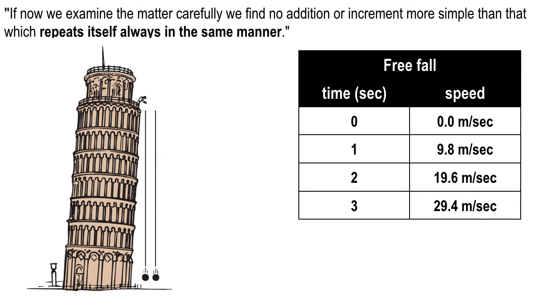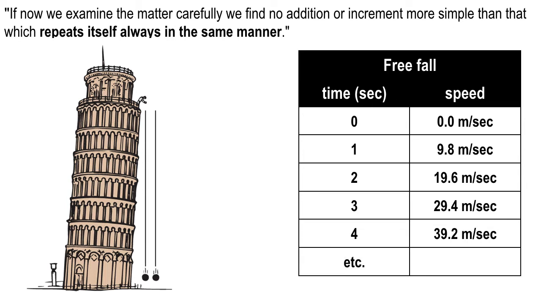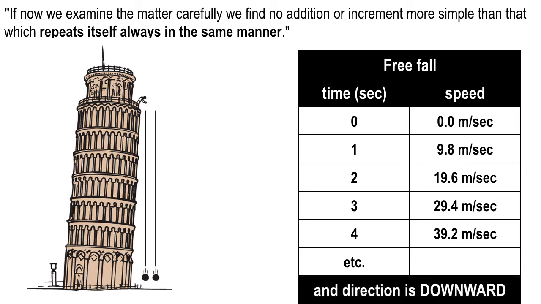Speed-wise, another 9.8, total 29.4. So here's the speedometer rating in the second column. So he has a cannonball with a speedometer. That's what the speedometer reads. And it's starting to get boring because 4 seconds, 39.4, that's 9.8 times 4, blah-de-blah. And you just keep adding 9.8 for every second, so I'm just going to put dittos, etc. But make a note, this is downward speed. Direction is downward.